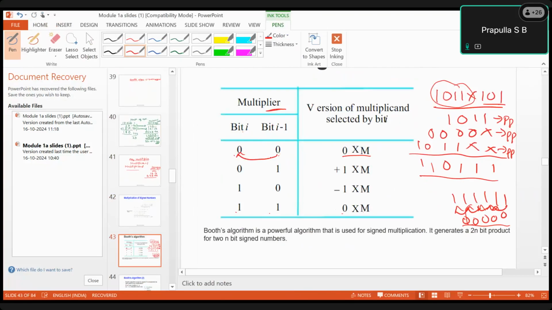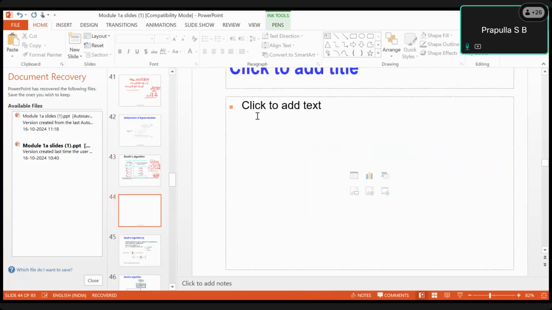When you have two zeros continuously, you get 0 into m, as good as multiplying with 0. Then 0 to 1: I'm just telling you a technique for remembering this, 1 minus 0 is plus 1, so you'll get a positive 1, plus 1 into m. Then 0 to minus 1, that is 0 minus 1, means minus 1 into m. Then 1 to 1 is 0. This table you all have to remember. Using this, you can perform the multiplication.